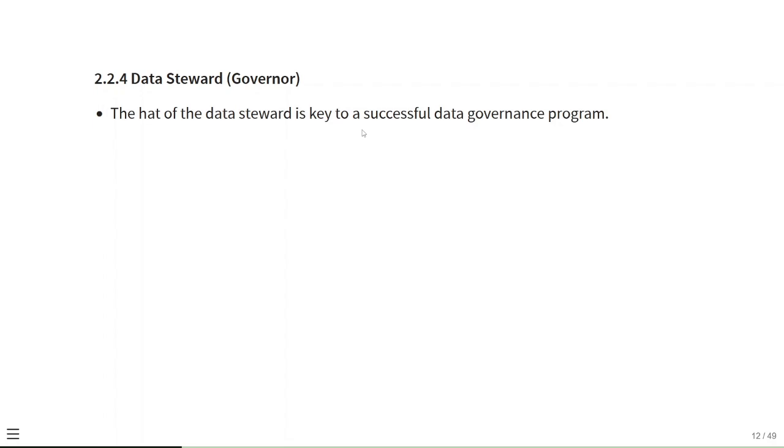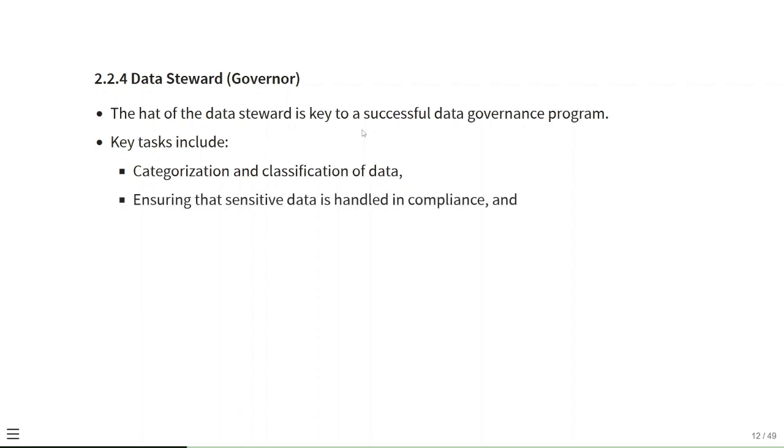The data steward is part of the governor category, and the hat of the data steward is key to a successful data governance program. Key tasks include categorization and classification of the data, ensuring that sensitive data is handled in compliance, and ensuring that the data is of high quality and can be used effectively by the organization.